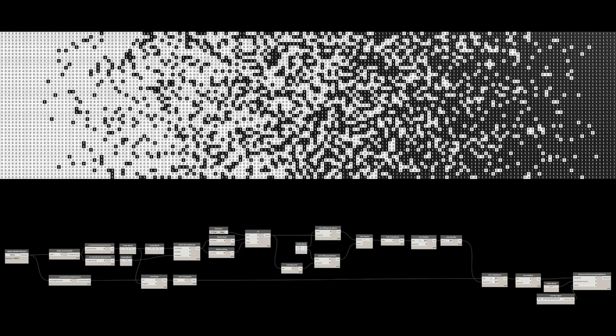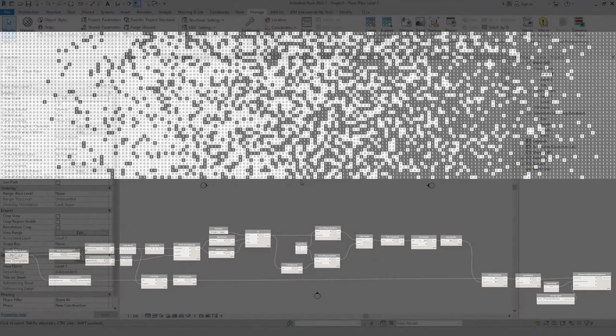Hey guys, so in this tutorial, I want to share with you a graph that will randomize two different curtain panels to achieve a gradient effect. So let's get started.